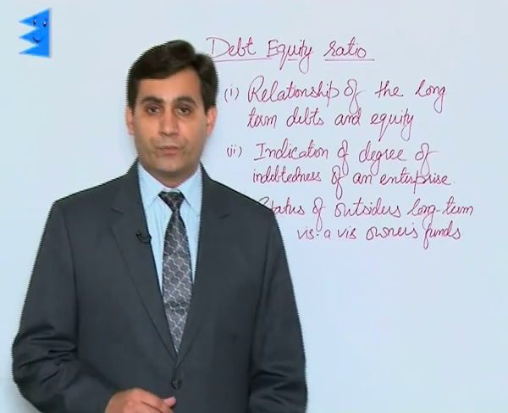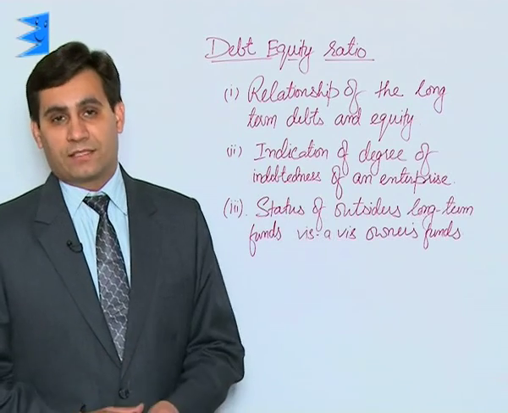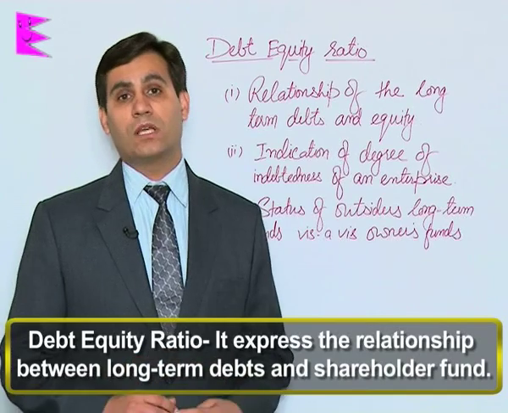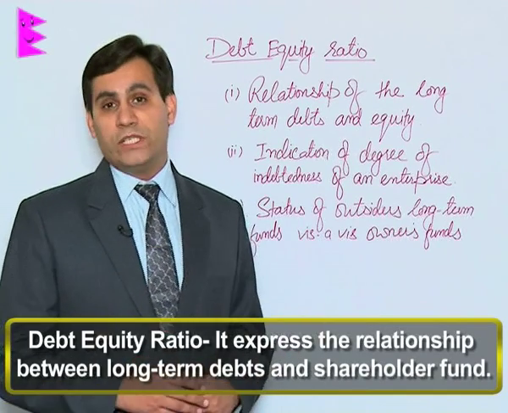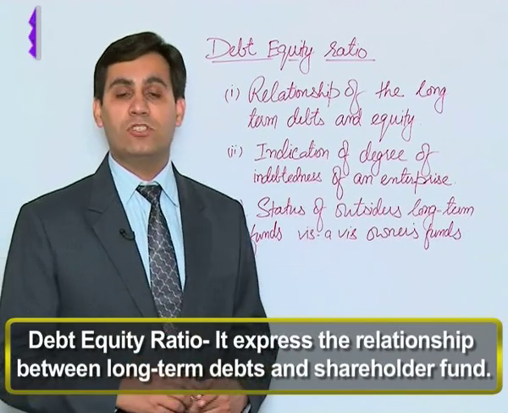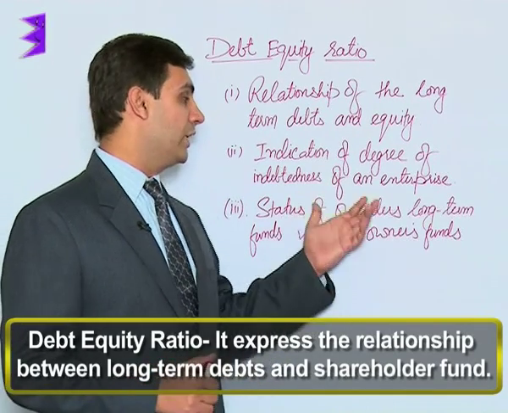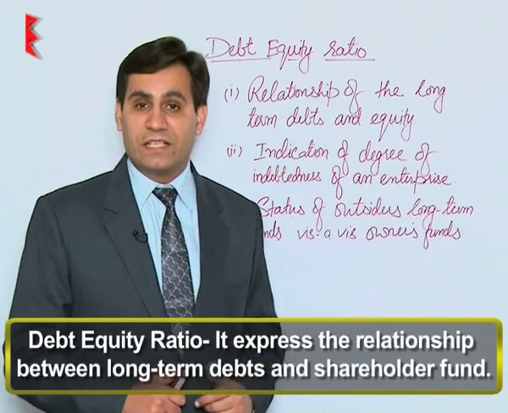Debt equity ratio. What does this ratio tell us? As the name suggests, it is a ratio which gives the relationship of long-term funds as to the equity, and by equity we mean shareholders' funds. So this ratio tells us about the degree of indebtedness of an enterprise.